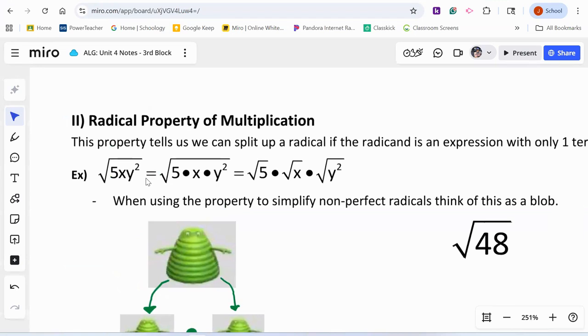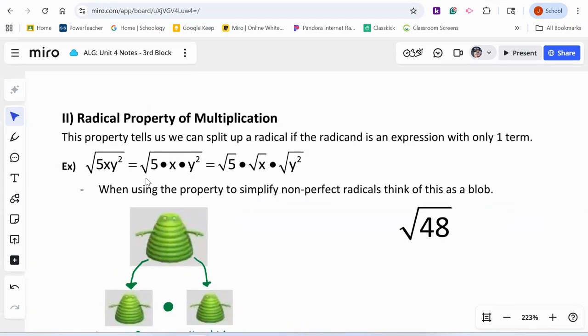The property itself essentially says, guys, if you have a radical with one term underneath, so your radicand is one term, you can split that radical up using multiplication. So there's the example, 5 times x times y squared. We can split that one square root into 3 square roots with multiplication in between them. And that goes both ways with that.